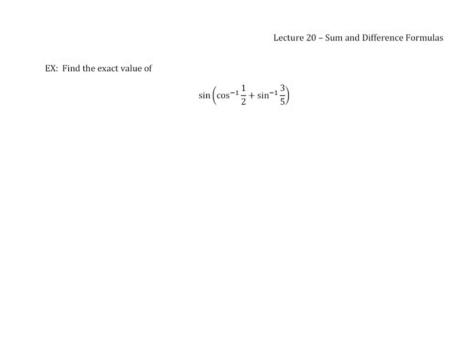In this last example, we're asked to find the sine of the cosine inverse of 1/2 plus the sine inverse of 3/5. Now, it's a combination of different types of problems. You've got inverse functions here, and the thing to remember with inverse functions is that their output is an angle. Right? Cosine inverse of 1/2 is the angle from 0 to pi whose cosine is 1/2.